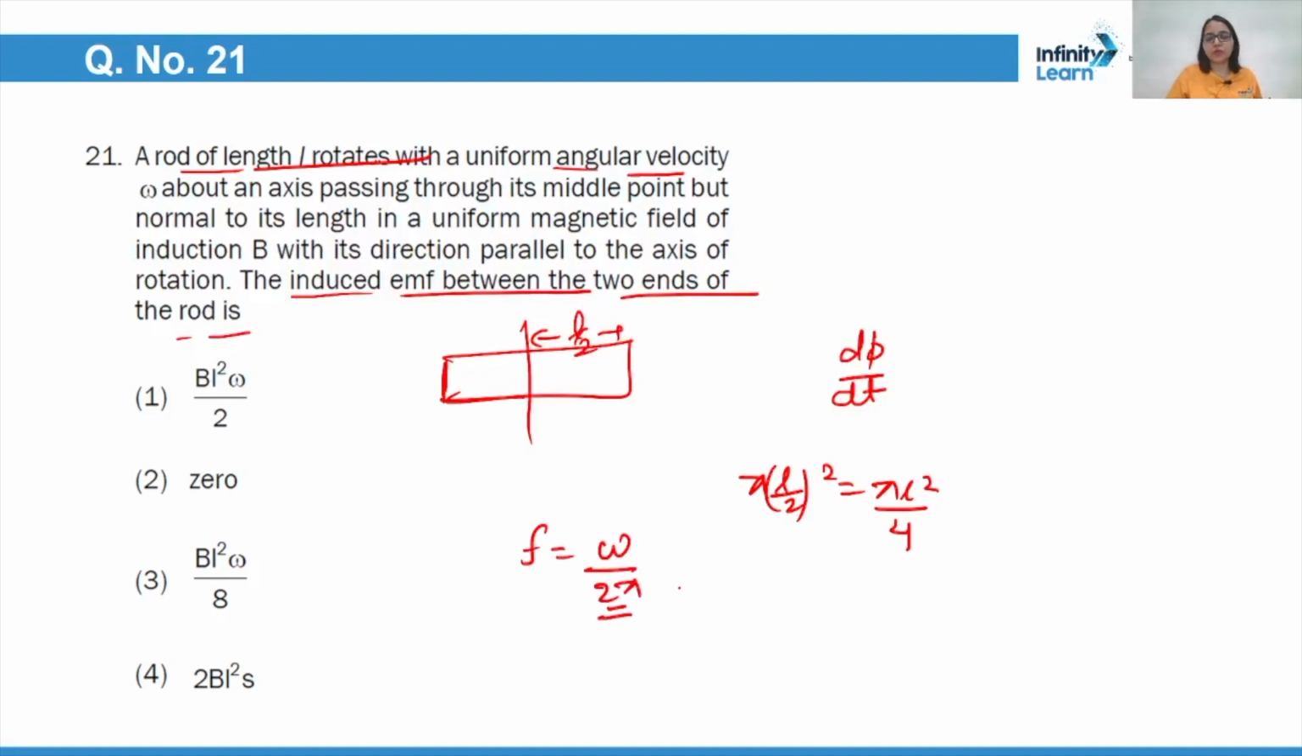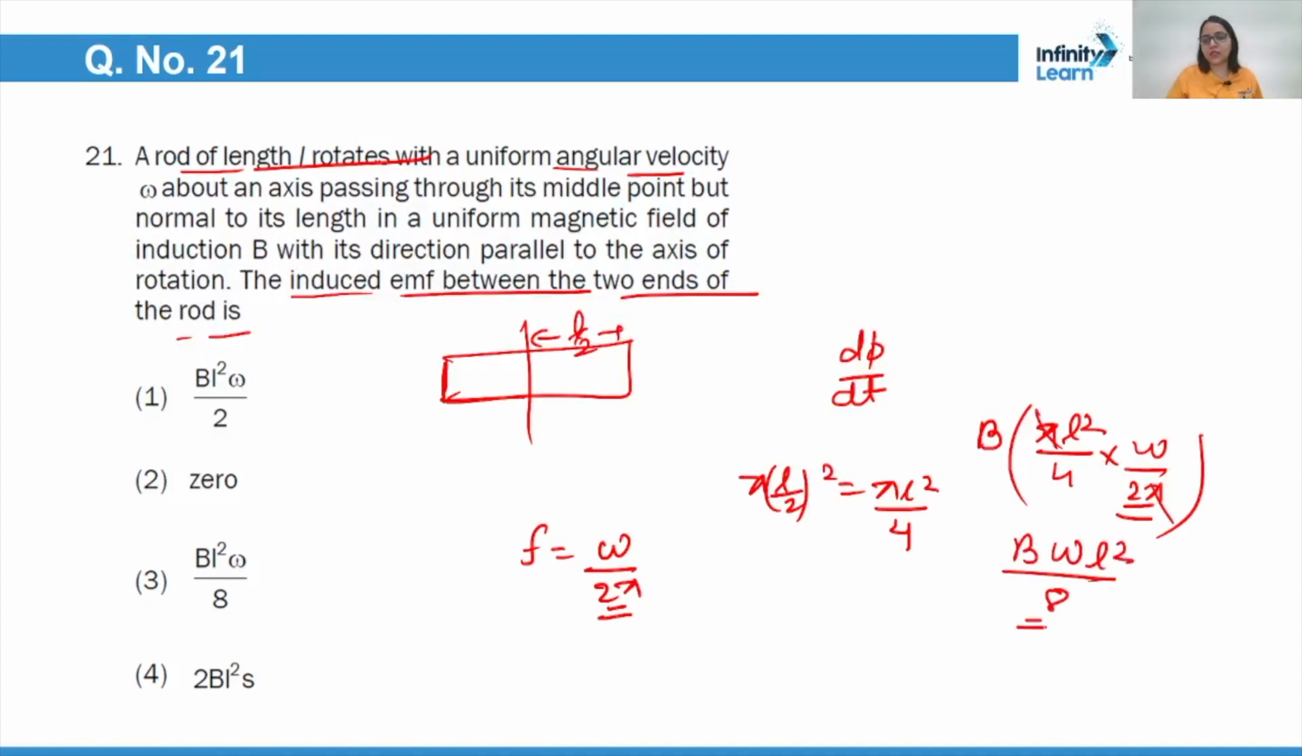So area swept per second over here will be pi L square by 4 into omega upon 2 pi, right? Now the magnetic flux changed in one rotation will be this into B, which is B omega L square divided by 8. So this is the rate of change of magnetic flux, right? But the two ends will gain the same polarity, and because of that the potential difference will be 0, right? So the correct answer is option 2.